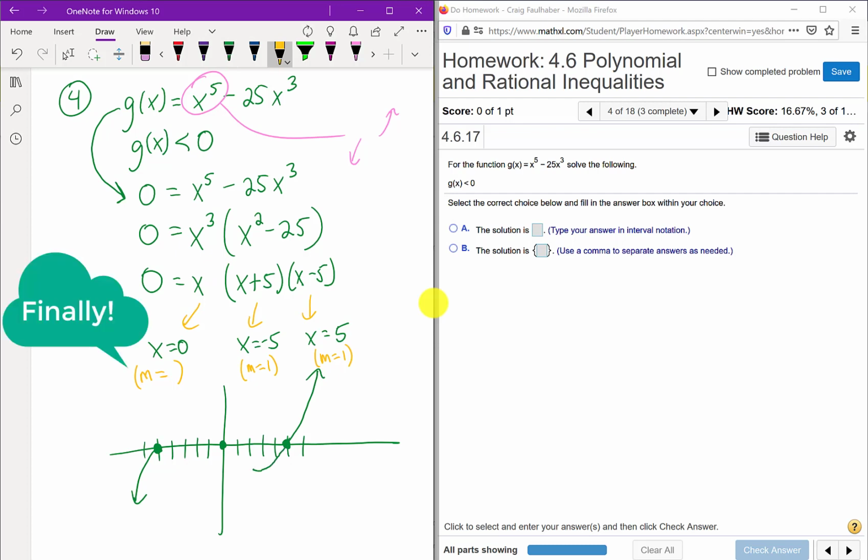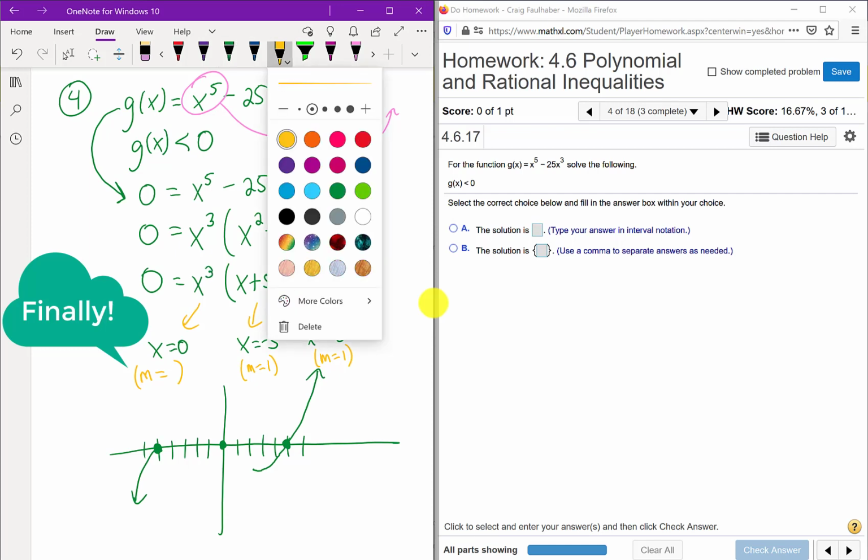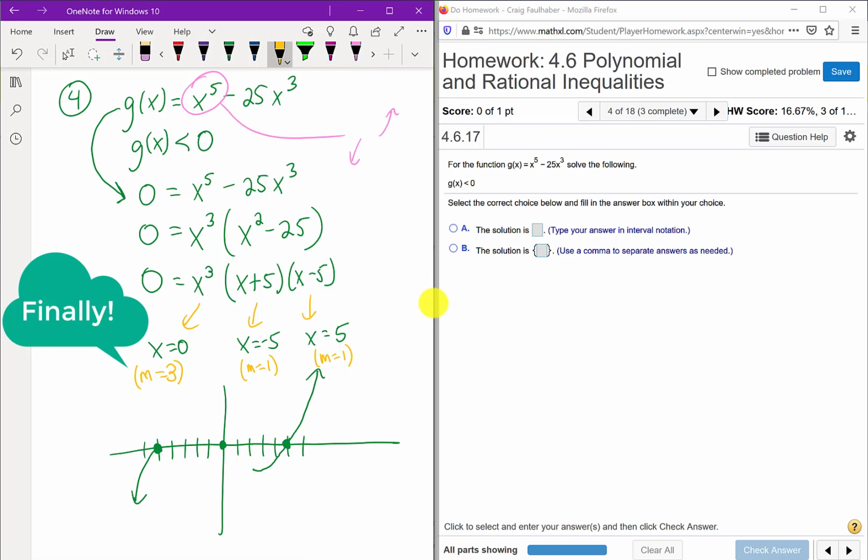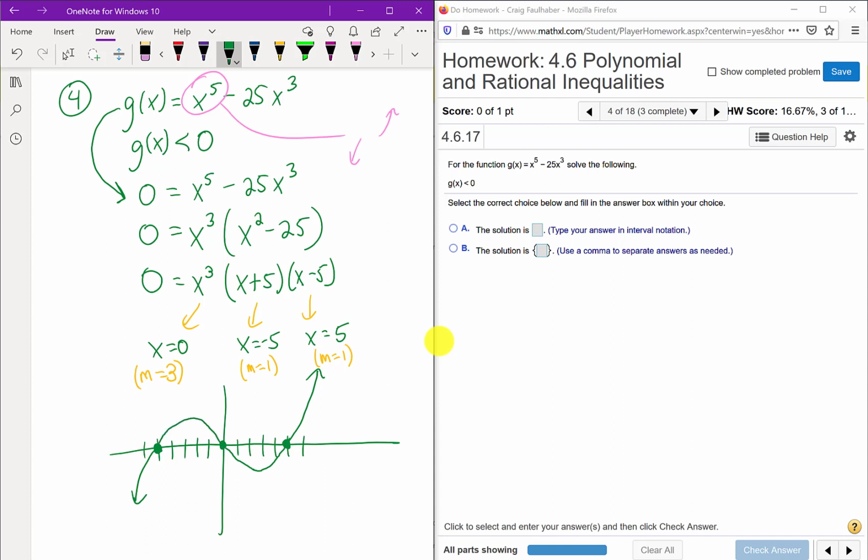And oh my gosh, I just noticed that I copied this thing wrong. This was an x cubed from the very beginning. So all of our multiplicities are odd. We have a multiplicity of 3, 1, and 1. Sorry about that confusion. All of our multiplicities are odd. So what that means is at every single 0, our graph is going to cross right through the x-axis. And we're going to get a graph that looks something like that.